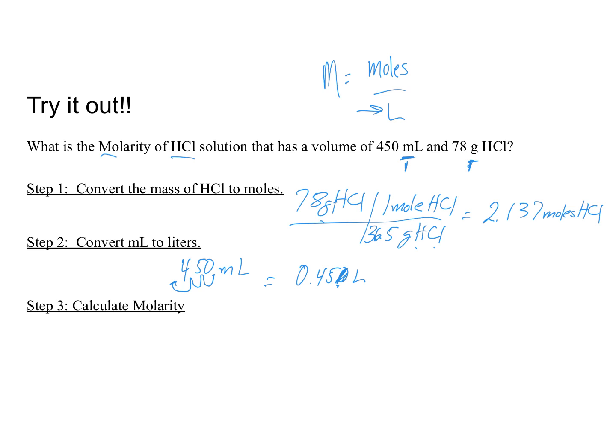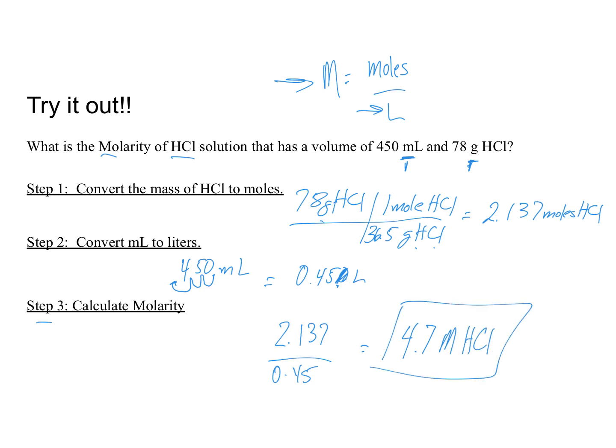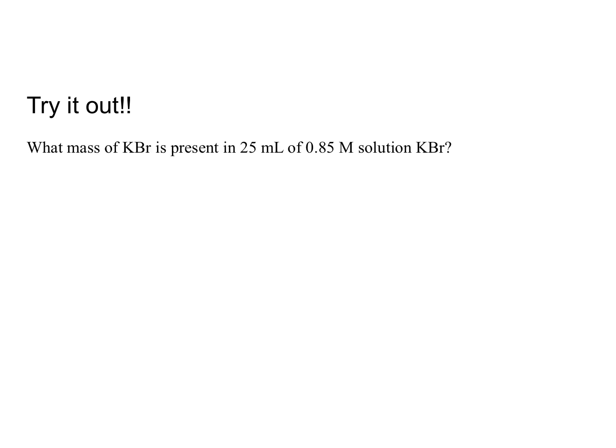All right, now, step 3, I'm going to calculate the molarity. I'm just going to plug it into my formula. And I'm going to take this formula up here, which tells me to take those moles, 2.137, and divide them by the liters, which is 0.45. And I'm going to come up with 4.7 molar HCl.